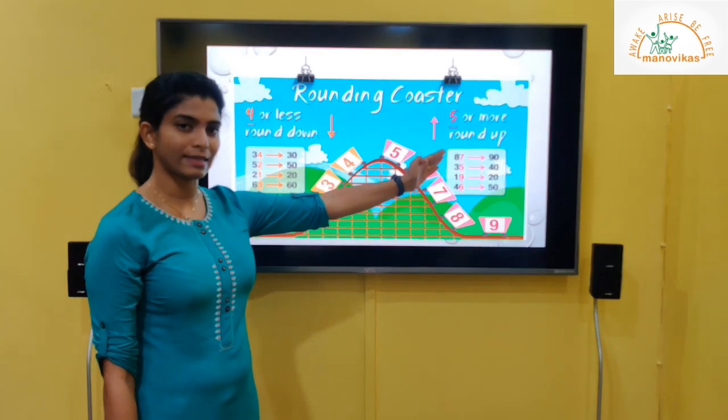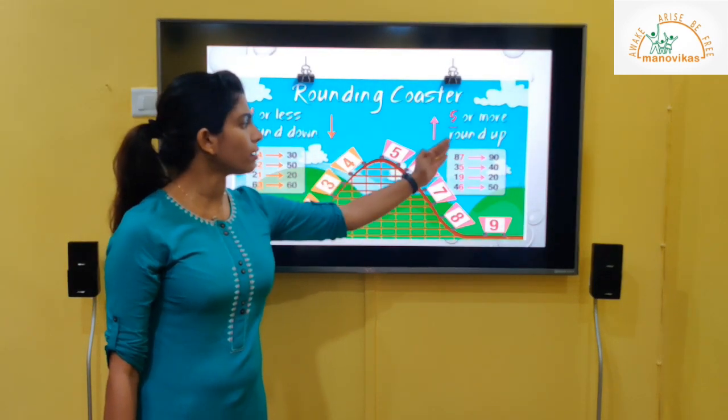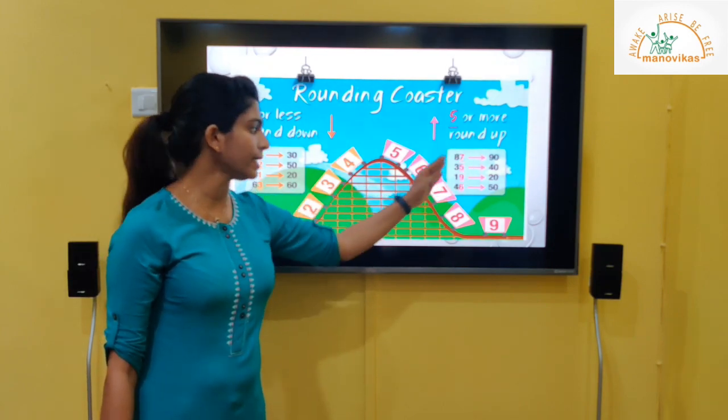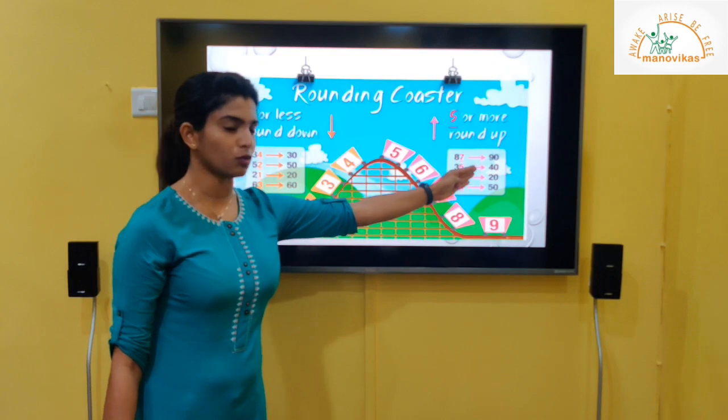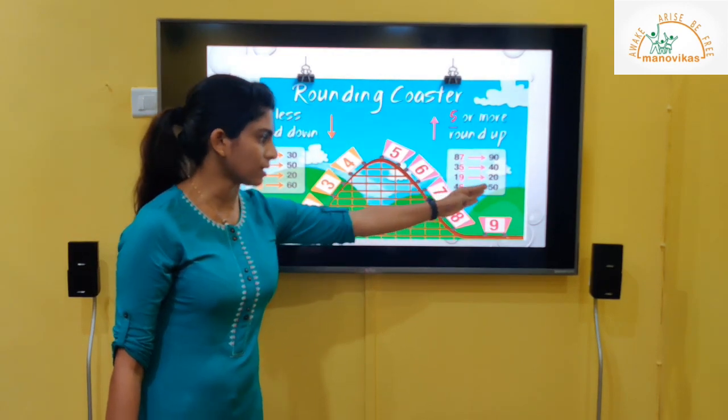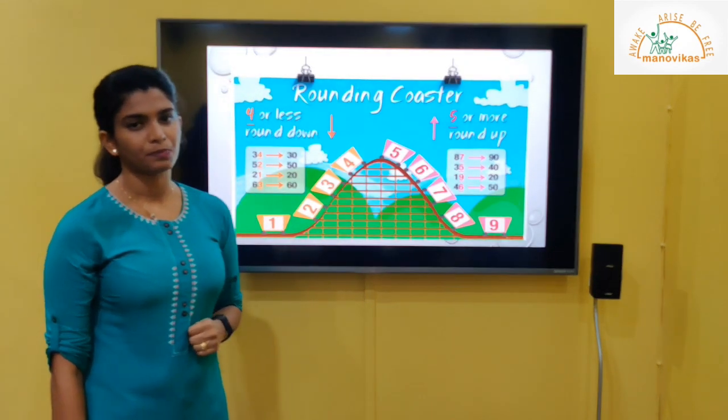Here is the next example. 5 or more, round up. 87 is rounded up to 90. 35 is rounded up to 40. 19 is rounded up to 20. 46 is rounded up to 50.